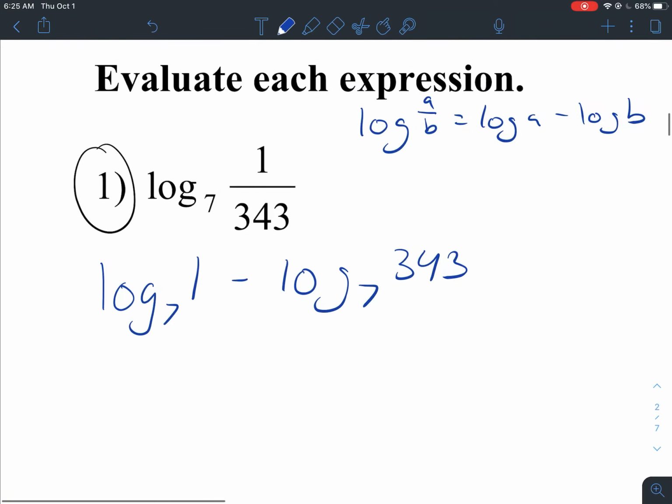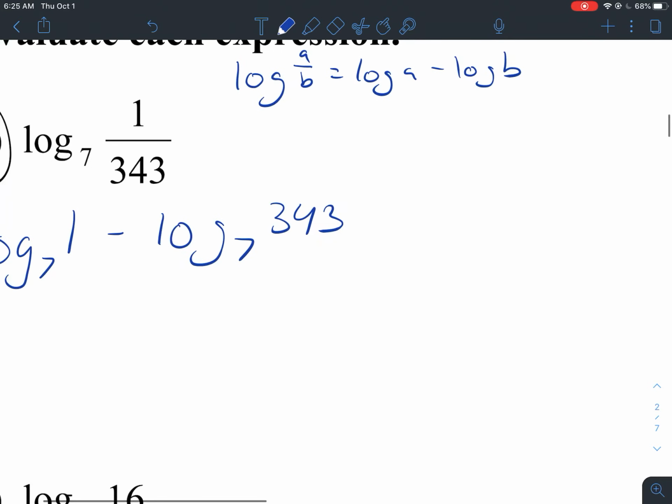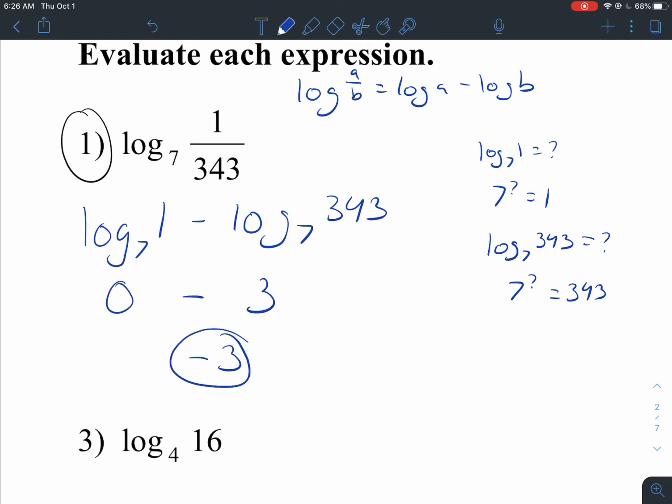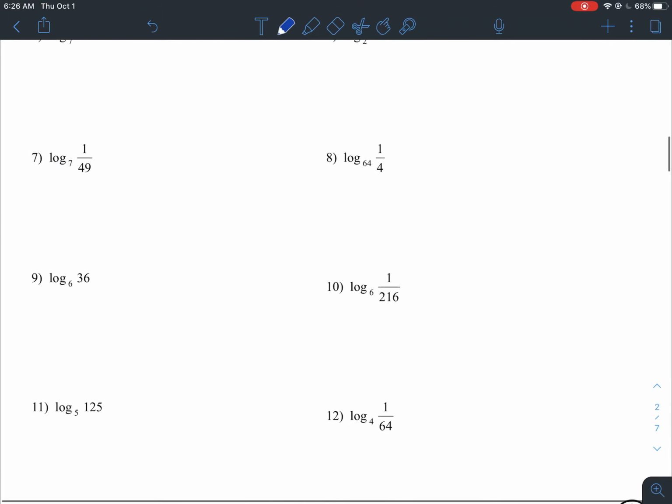Now log base 7 of 1, so you have to think of it as, if I've got log base 7 of 1, I want to know what this equals, right? Well, 7 to the power of what gives me 1? That's going to be 0. Then for this one, we've got log base 7 of 343. We need to figure out what this equals. 7 to the power of what gives you 343? Well, that's going to be 3. So our answer here would be -3.